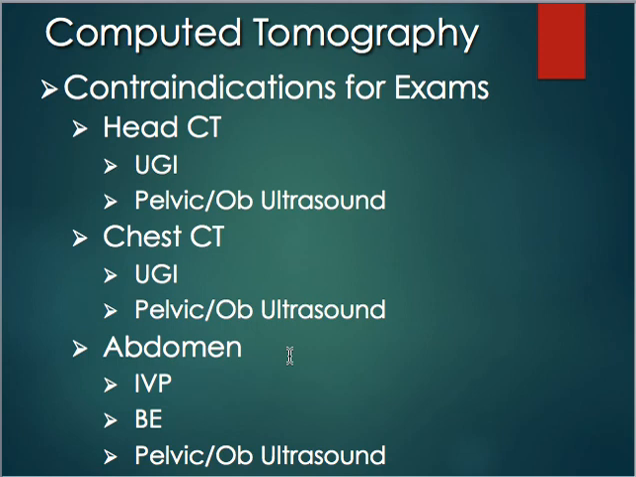A CT of the abdomen, the patient could not have an IVP, a BE, or a pelvic ultrasound. This one would violate the NPO prep. These two, there would be contrast in the abdominal cavity. So it would actually obscure some of the imaging that we're looking at. So we don't want that contrast in the large intestine or in the kidneys, ureter, and bladder while we're trying to look at the abdominal region on a CT scan.